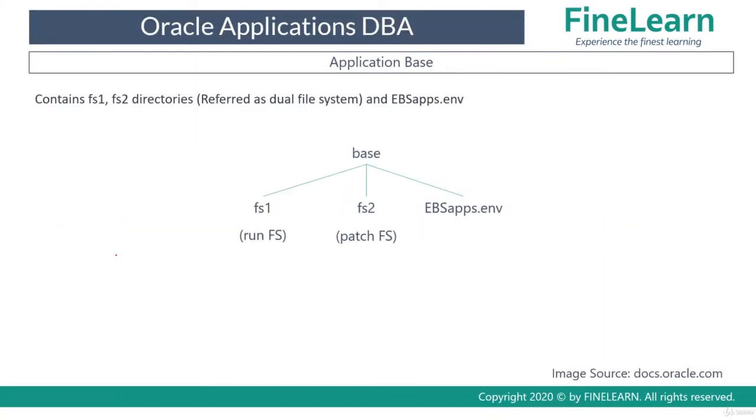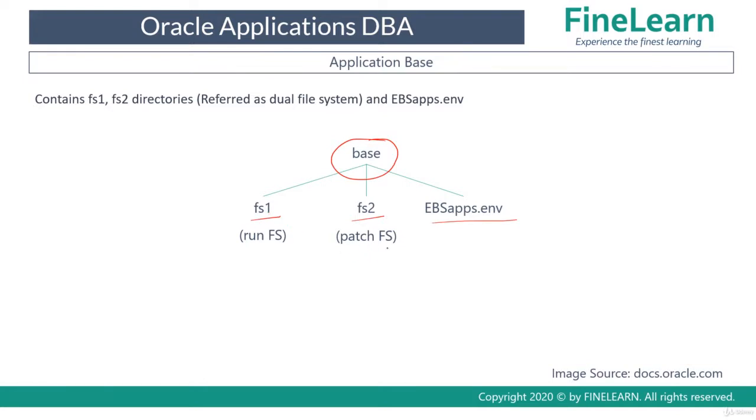So in Oracle eBusiness Suite, once you install or clone an Oracle eBusiness Suite instance, you'll be having something called a base directory. And this base directory contains two directories, fs1 and fs2. And there is also one file called .env file, which is the environment file. The fs1 and fs2 are basically something called as dual file system. So in this dual file system, one of the directories is run file system and one of them is patch file system.